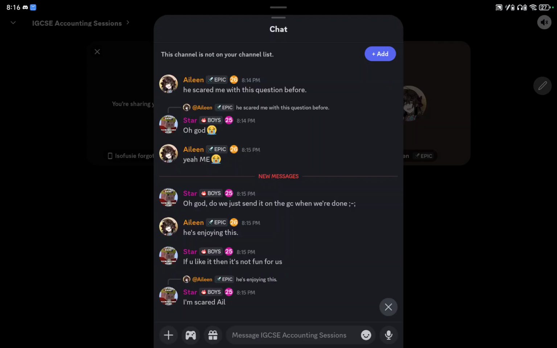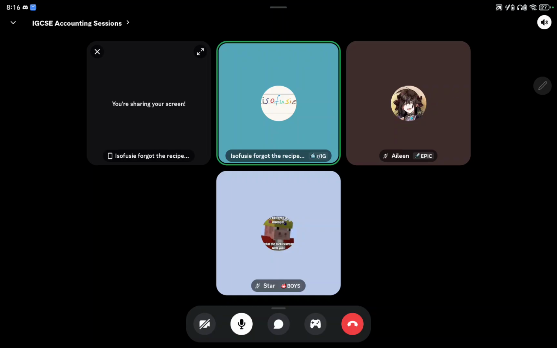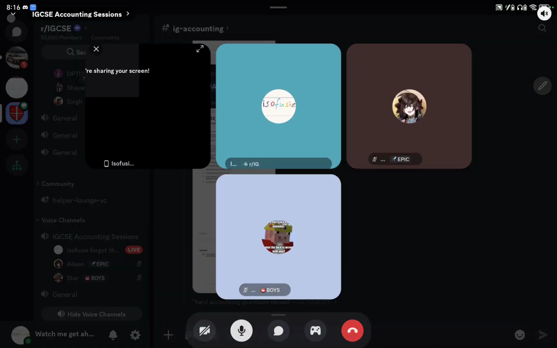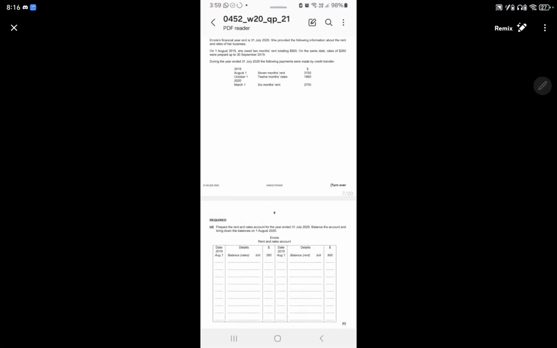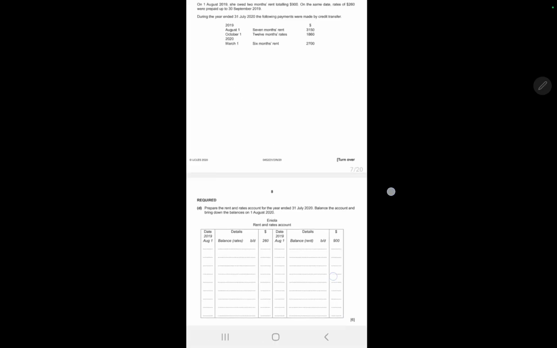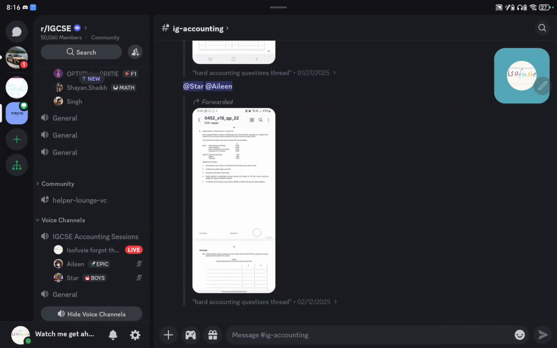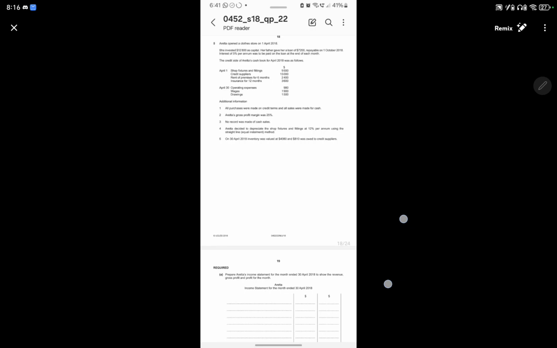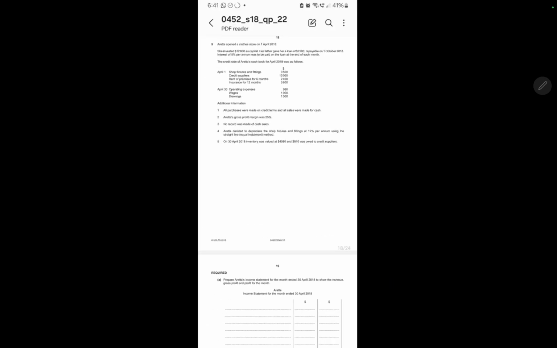Look, just tell me how many marks you got. If you guys got more than, let me see how many marks it is. This one is 6 marks, right? If you got more than 3 marks, that's a crazy achievement. And for the income statement, I don't know how many marks it is. I can probably search it up.